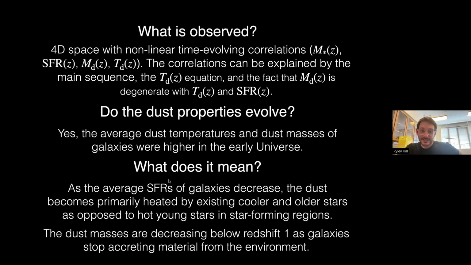And what is the interpretation of this? Well, one way to think about it is that the average star formation rates of galaxies have been decreasing steadily to zero, that's what the main sequence says. But the dust temperatures of galaxies decrease to this constant 23 Kelvin. That seems to suggest that the process that heats dust grains in the galaxy has been transitioning from star forming regions to existing cool stars in a galaxy. So that's kind of a neat thing.